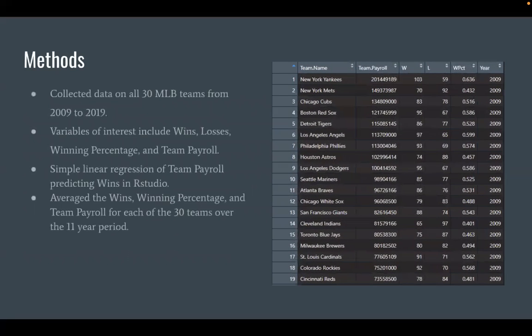Okay, so for our methods, first we collected data on all 30 MLB teams from 2009 to 2019. A snapshot of this data can be seen on the right here. Some variables of interest are wins, losses, winning percentage, and team payroll. Our first method was a simple linear regression of team payroll predicting wins in RStudio. The second method was to average the wins, winning percentage, and team payroll for each of the 30 teams over the 11-year period.